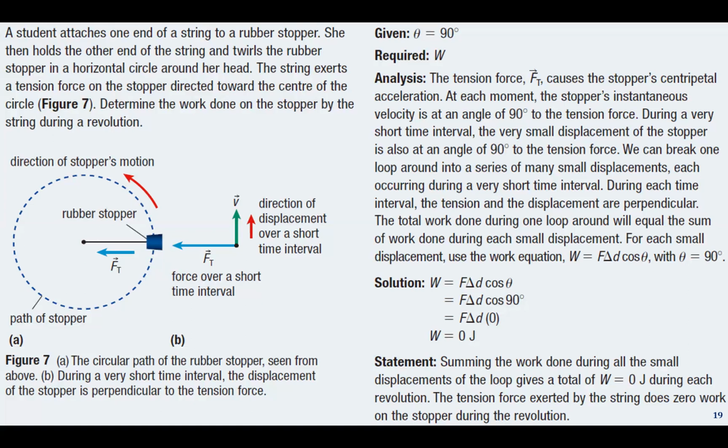So in this tutorial, the work does not depend on the magnitude of the tension force or the total distance the stopper moves. We treated the stopper's orbit as a series of tiny displacements perpendicular to the tension force. For each tiny displacement, the tension force does 0 work on the stopper. We conclude that the work done by the centripetal force acting on an object in circular motion is 0.